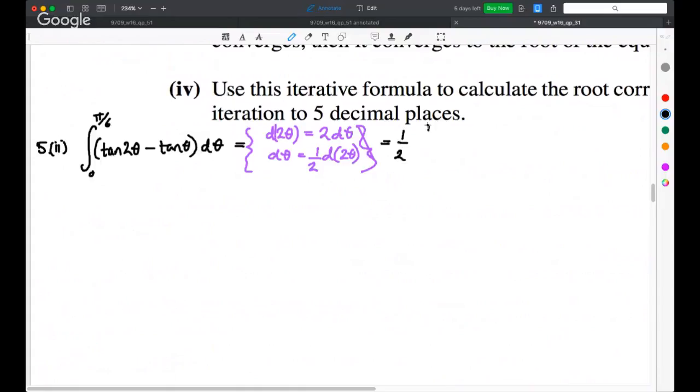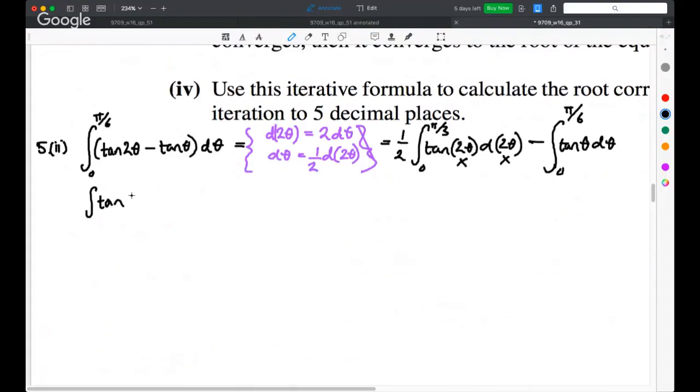This will give 1/2 integral, where 2 theta goes from 0 to pi over 3, of tan 2 theta d2 theta, minus, and we won't change the other one, the integral of tan theta from 0 to pi over 6 d theta. Okay, so you see why I've done this now. Essentially 2 theta is x, a dx, and this is the value of x. So it just makes it easier because I know the integration for the tangent. So yeah, the integral should be in your formula notebook.